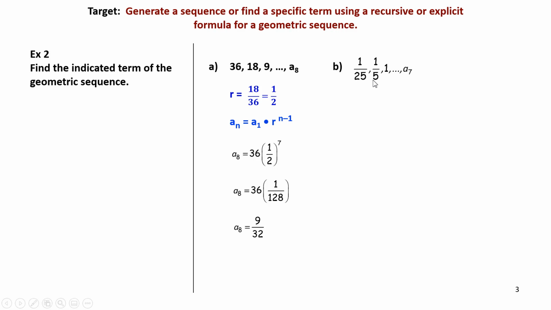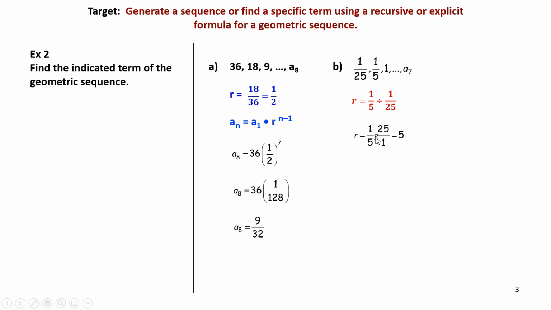I'm going to look for the r value. Now the r value is a little bit trickier here. I need to take the second term divided by the first term. I could take the third one divided by the second one. Doesn't matter. I did the second term divided by the first term. But this is division of fractions, which means this second one needs to flip over.